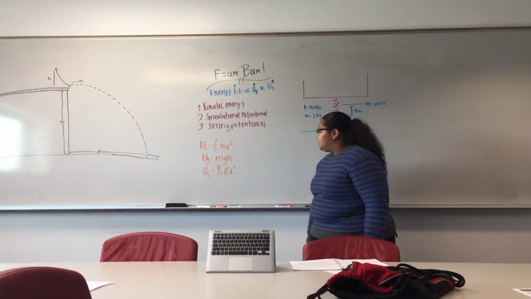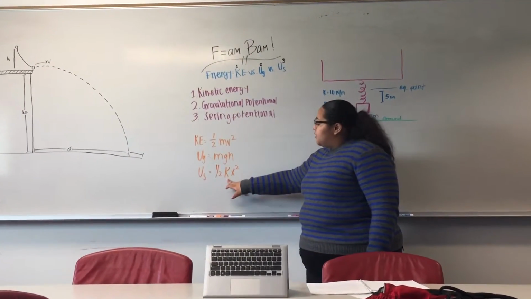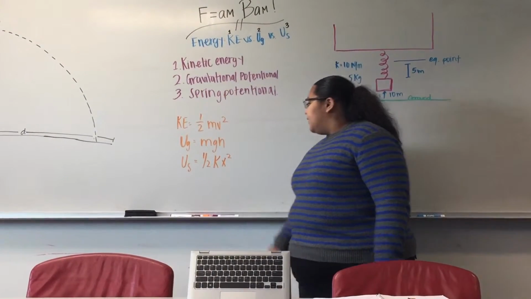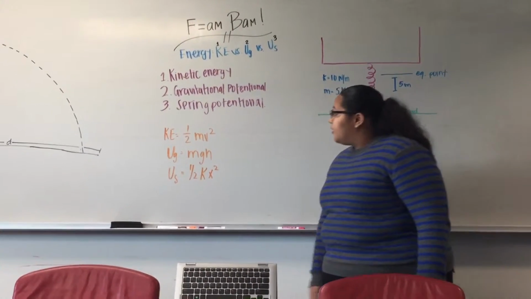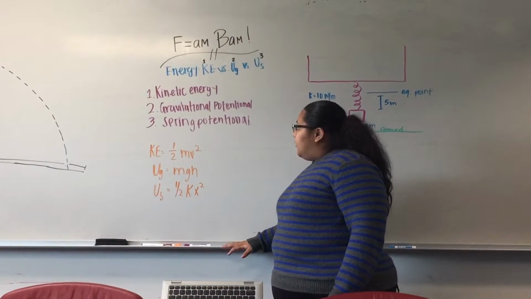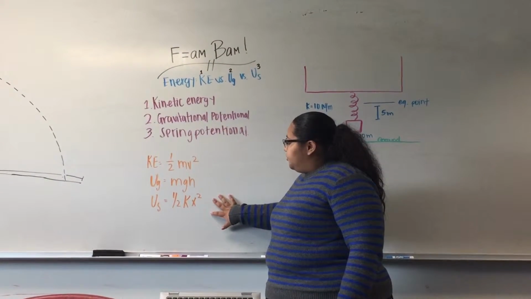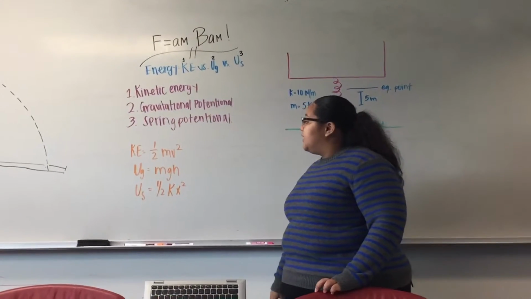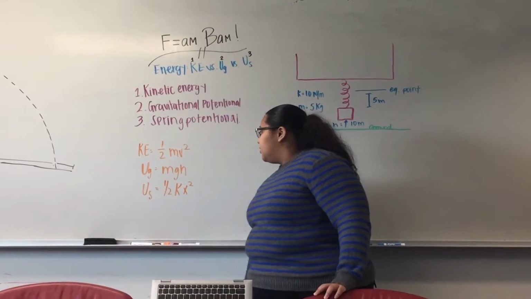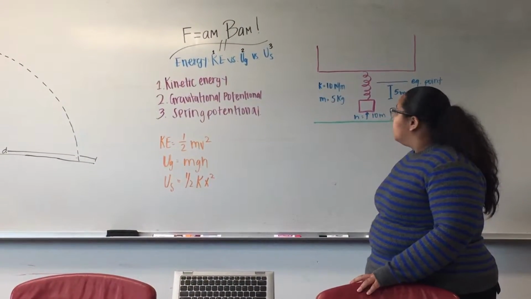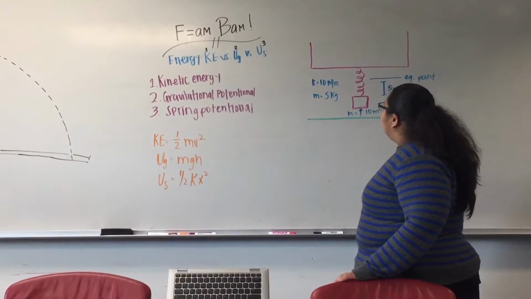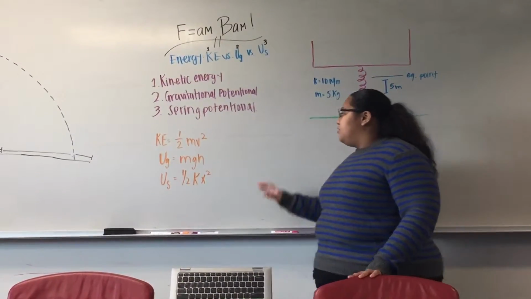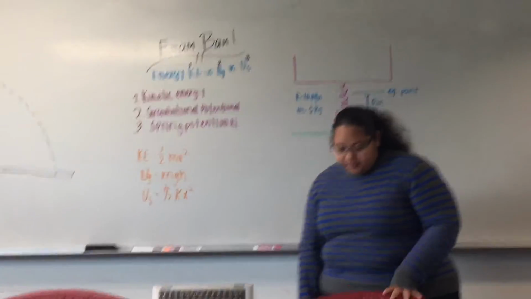And for spring potential energy, we have 1/2 times the spring constant, and then the distance squared. You can see that US, which is the spring potential, is very similar to kinetic energy. You just change the variables. It's similar because you're using a spring. The potential of the spring is basically the kinetic energy that it's using. That's why it's very similar.